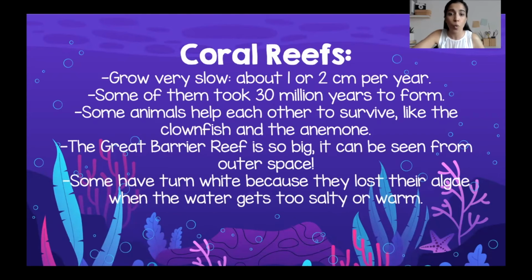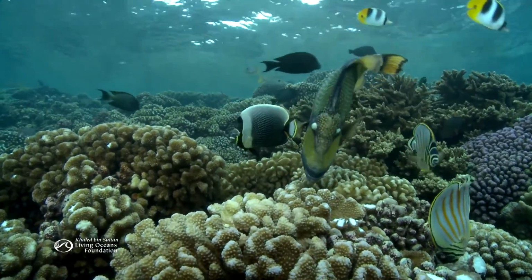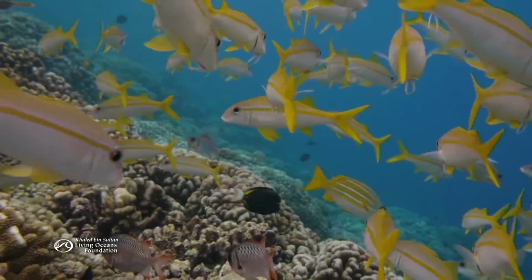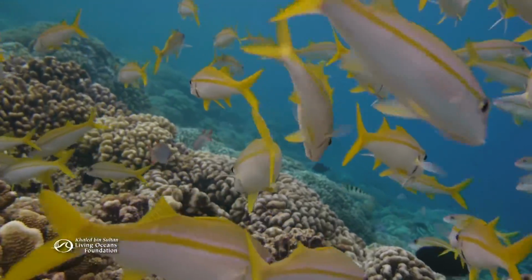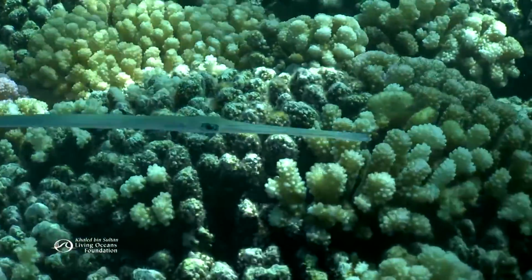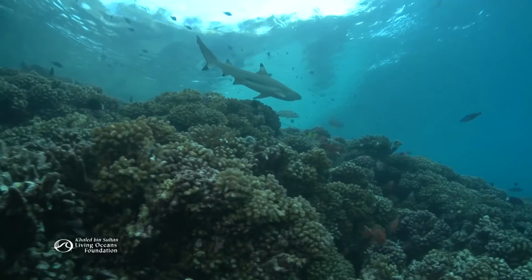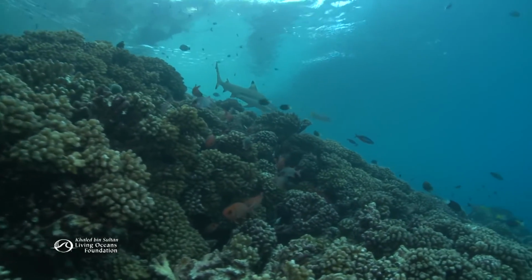Some have turned white because they lost their algae when the water gets too salty or warm. That is why we need to be good with the environment and take care of it. We need to take care of our world so our waters don't get any warmer. Coral reefs are very important, not only for the oceans, but to ourselves.